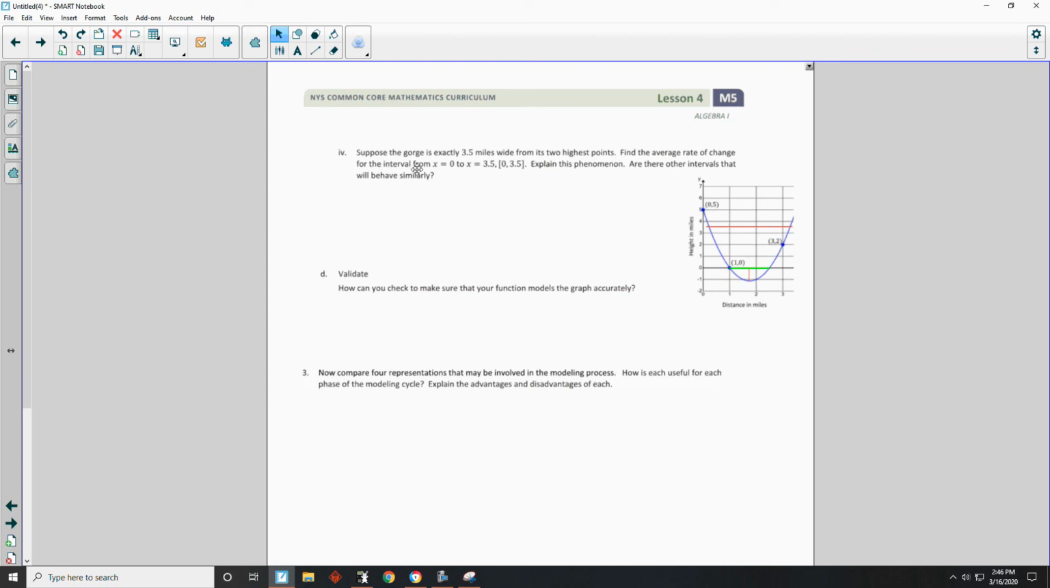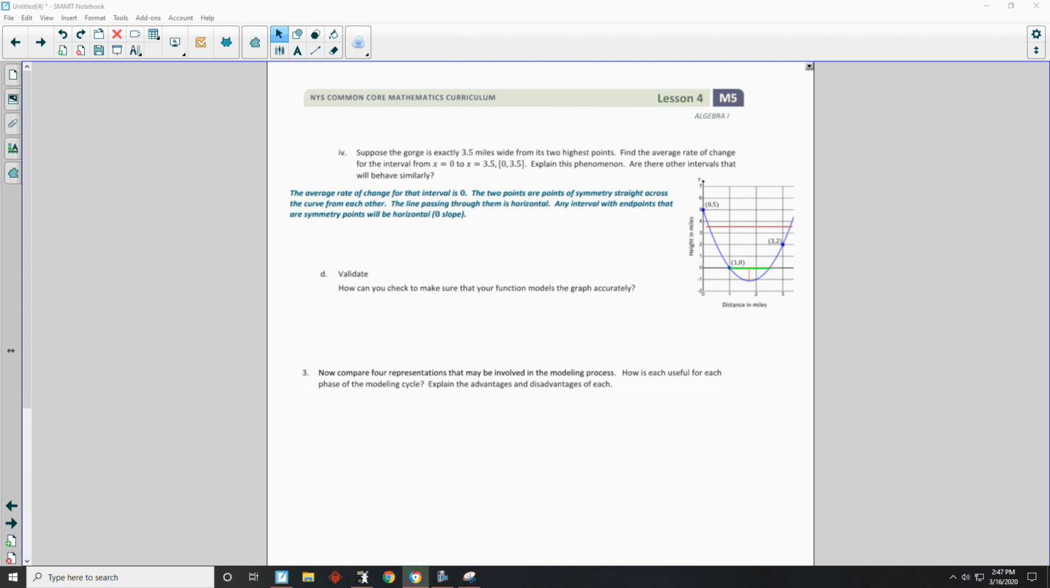Find the average rate of change for the interval from x equals 0 to x equals 3.5. In other words, 0 to 3.5. Explain this phenomenon. Are there other intervals that will behave similarly? Okay. The average rate of change for that interval is 0. The 2 points are points of symmetry straight across the curve from each other. The line passing through them is horizontal. Any interval with endpoints that are symmetry points will be horizontal as well with a slope of 0.